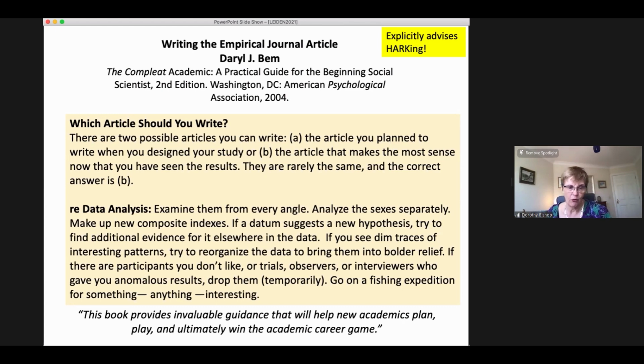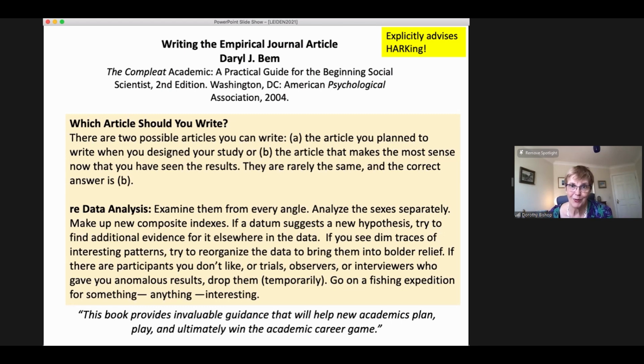And he's again also recommending p-hacking: look at your data from every angle, analyze the sexes separately, make up a new composite. This is really telling people you've got to p-hack to find something in your data, and then you can tell a story about it. So this is how not to do science, but it has been very much pushed upon people.